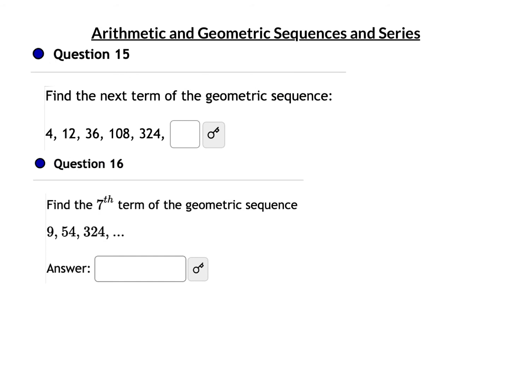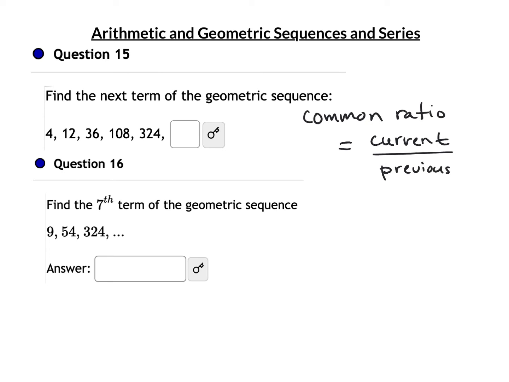15 and 16 have to do with geometric sequences. A geometric sequence is created with multiplication. That number is called the common ratio. The common ratio, as a reminder, is the current term divided by the previous term. You can use any term but the first term. 12 divided by 4 is 3. 36 divided by 12 is 3. 108 divided by 36 is 3. In other words, I'm multiplying by 3 to move forward in this sequence over and over. All I need to do then is take 3 times 324, and I get 972.